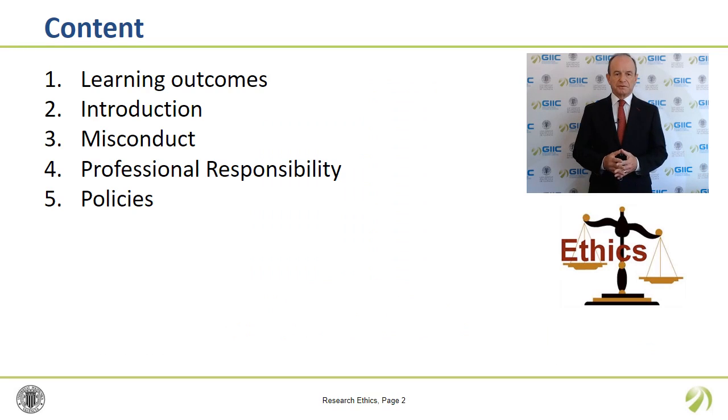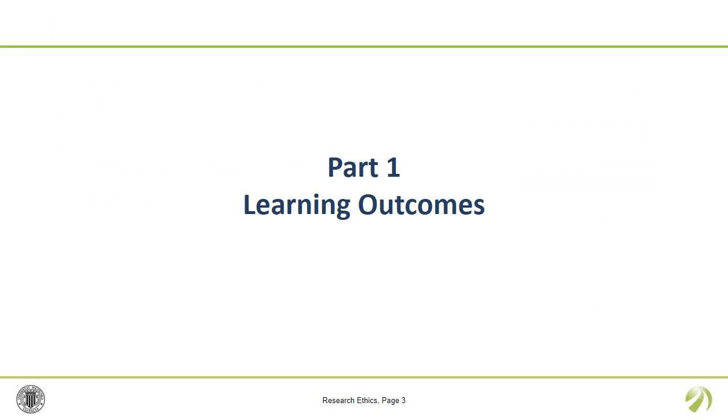This is the content of this lesson, starting with the learning outcomes. Later, an introduction on the general concept of ethics and on the ethics in the research activities are presented. The third section includes all the possible misconduct that can be developed by researchers. Section 4 describes some issues related to the professional responsibility. Part 5 includes the main policies to be taken into account to improve research ethics.